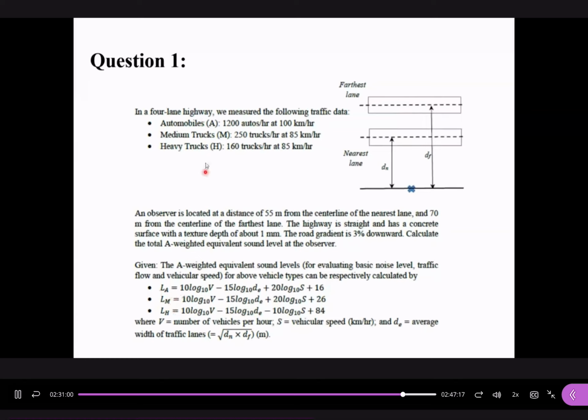LA for automobiles, LM for medium trucks, and LH for heavy vehicles. The observer is located at a distance of 55 meters from the center line of the nearest lane and 70 meters from the farthest lane. The highway is straight and has a concrete surface with a texture depth of about 1 millimeter. And the road gradient is 3% downward. We have to calculate the total A-weighted equivalent sound level at the observer. Based on the information provided, we need to consider the road gradient, the concrete surface correction factor, and also make use of the equations here.